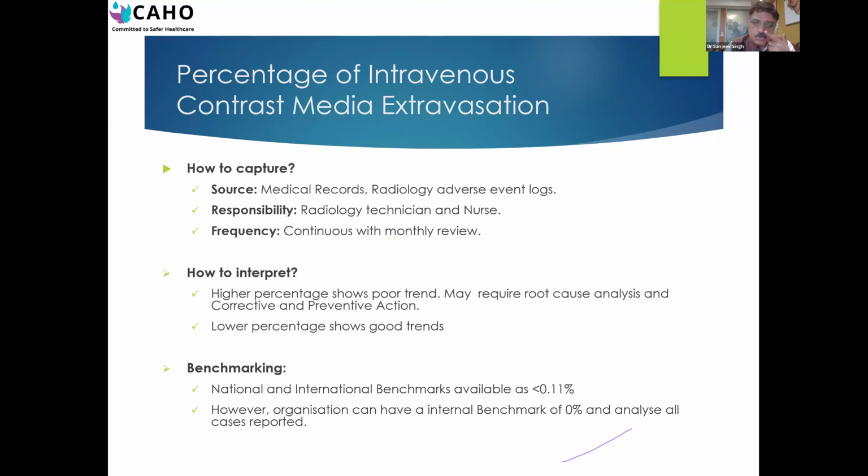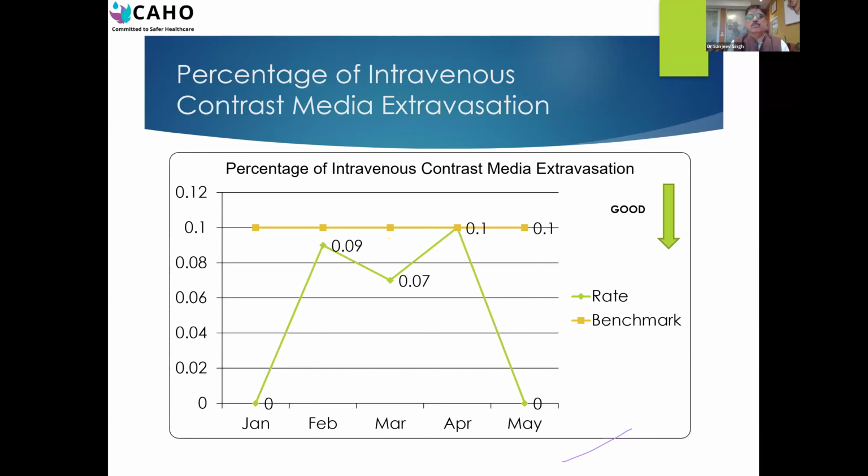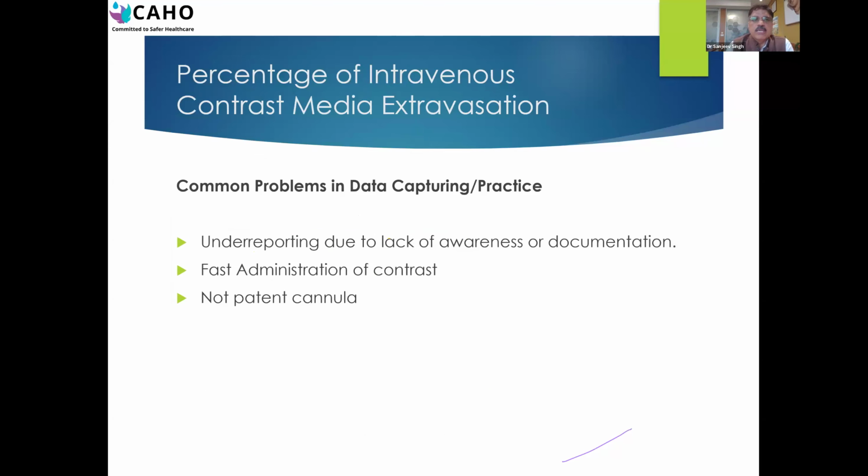A higher percentage shows a poor trend. The National Radiology Society, basically IRIA, also says that there is a national benchmark of less than 0.11%. And almost similar reporting comes from the American College of Radiology, which is 0.7%. So it definitely exists. If the organization doesn't have any data, they can start with 0, and it could be represented in various graphical forms to understand whether it is a good or bad indicator.